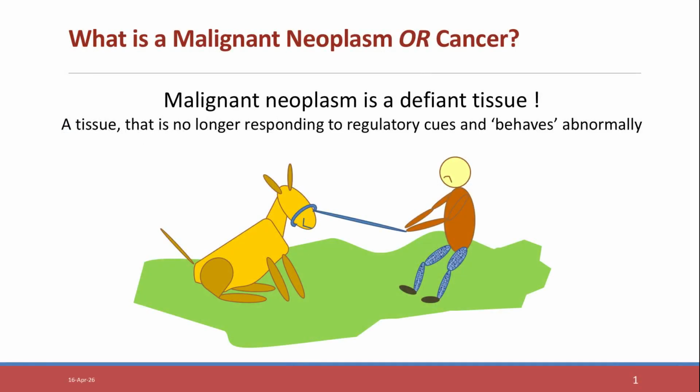A malignant neoplasm or cancer can be understood as a defiant tissue, one that no longer responds to normal regulatory signals. It continues to grow, invade, and resist apoptosis. This abnormal behavior explains why cancer requires aggressive and often multimodal treatment strategies.